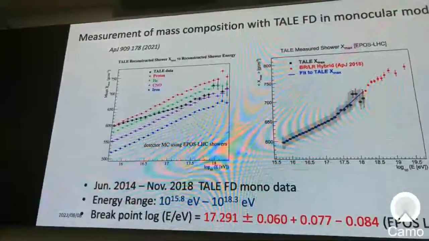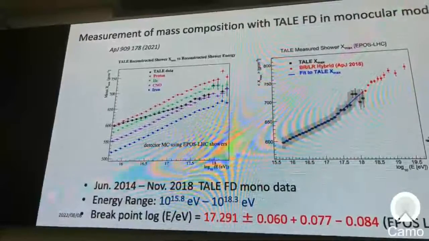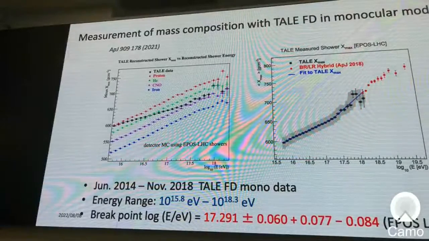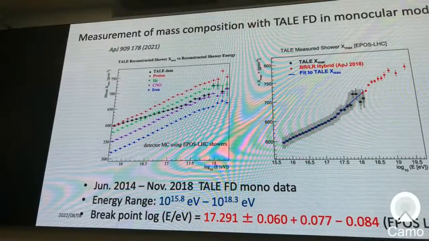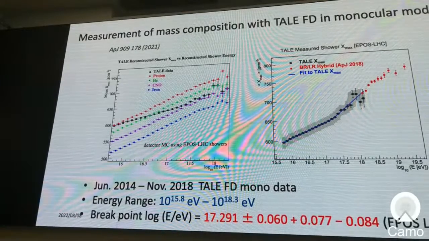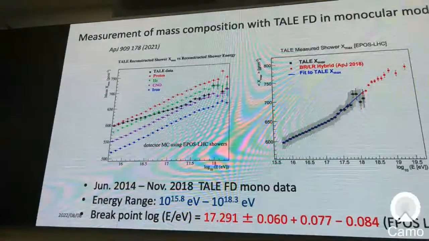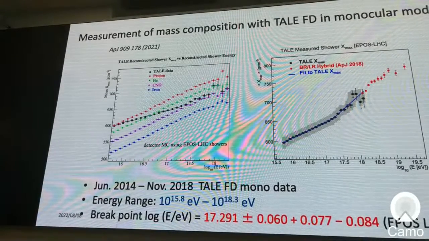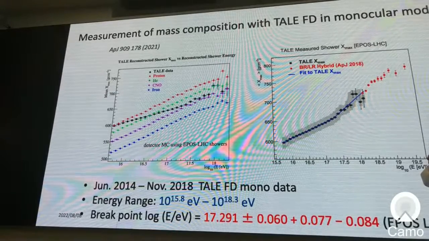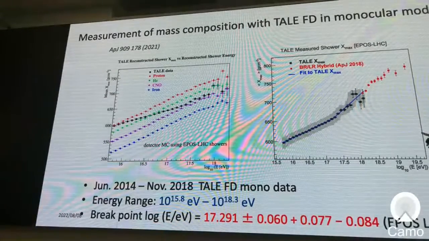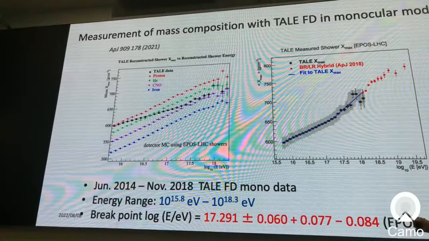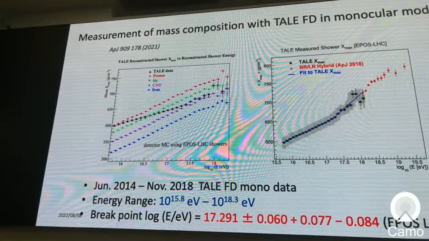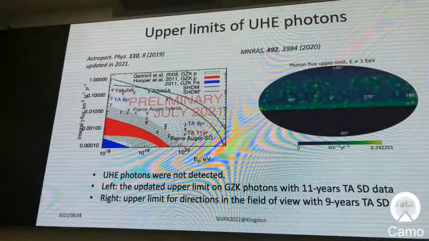And this is the data points without comparing to Monte Carlo, and so this is the hybrid result as in the previous figure. This looks rather continuous, connected to the higher energy. And from this analysis, the breakpoint is estimated to be 10 to the 17.291 electron volt.